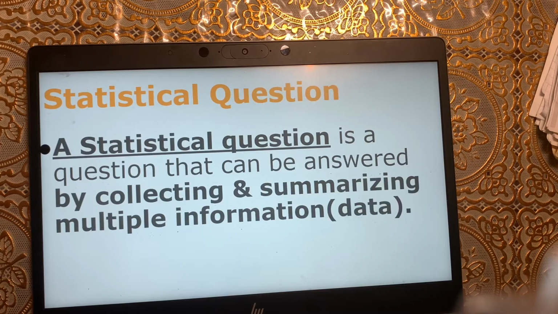Okay, next, what is a statistical question? When we conduct a statistical study, we should have a statistical question. That is a question that can be answered by collecting and summarizing multiple pieces of information. Not any question is a statistical question. For a question to be a statistical question, you have to answer it using collected and summarized information. Okay, that makes a statistical question different from other questions.